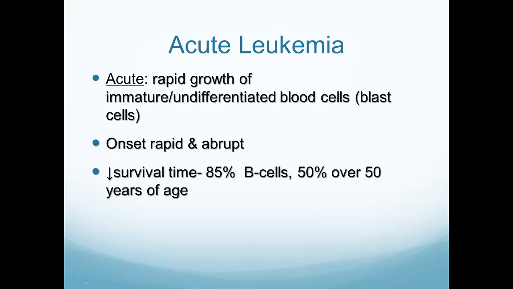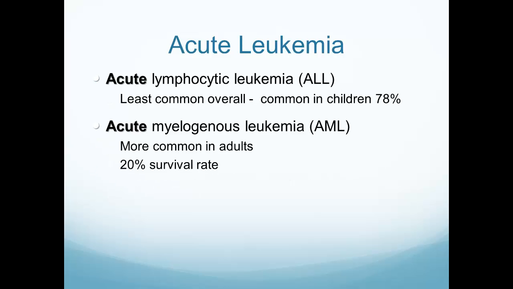That's one of the things we normally think about with an acute leukemia, is that the onset was very rapid rather than being very gradual. We can break it down into two different types: lymphocytic leukemia or myelogenous leukemia. Lymphocytic is going to be the least common type overall. It is more common in children than myelogenous leukemia, which is more common in adults. Very low survival rate of AML.